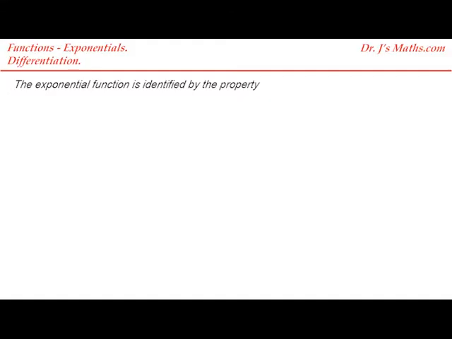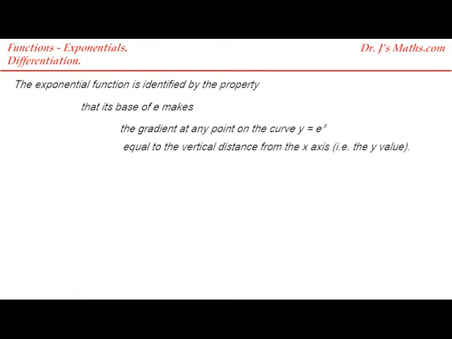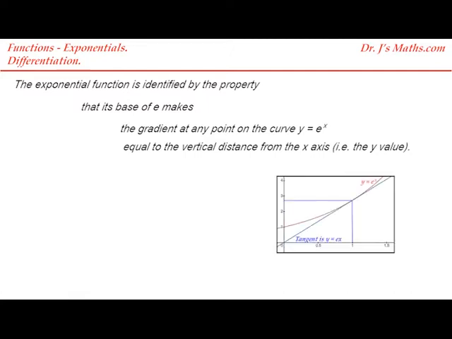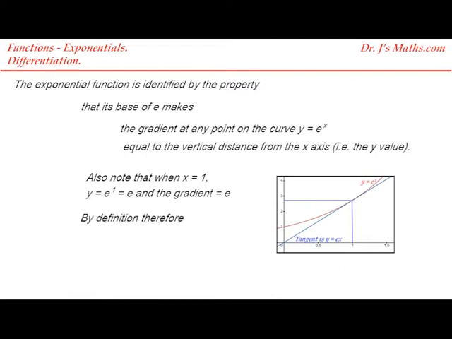The exponential function is identified by the property that its base of e makes the gradient at any point on the curve y equals e to the x equal to the vertical distance from the x-axis, that is, the y value. So if we look at this diagram here, we can note that when x is equal to 1, y is equal to e to the 1, which is e, and the gradient at that x equals 1 is also e. By definition, therefore, when y is equal to e to the x, we can write dy/dx is equal to e to the x.